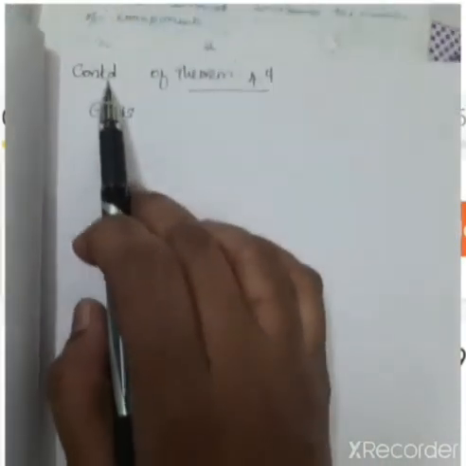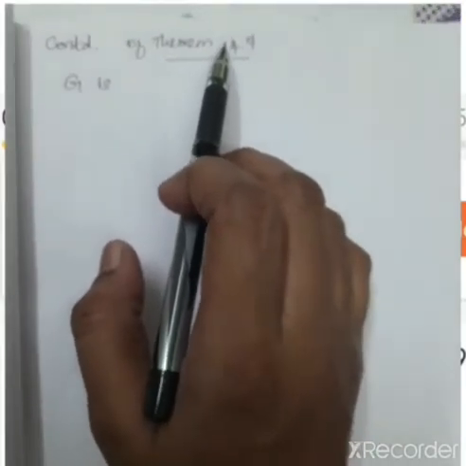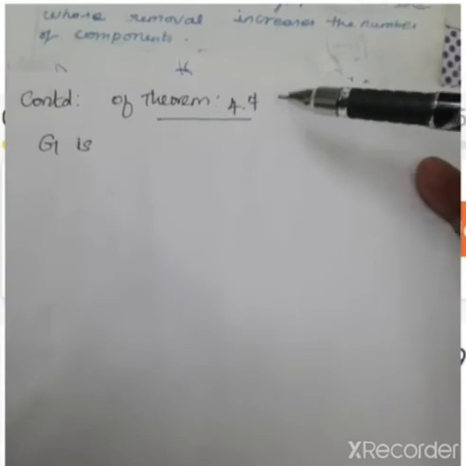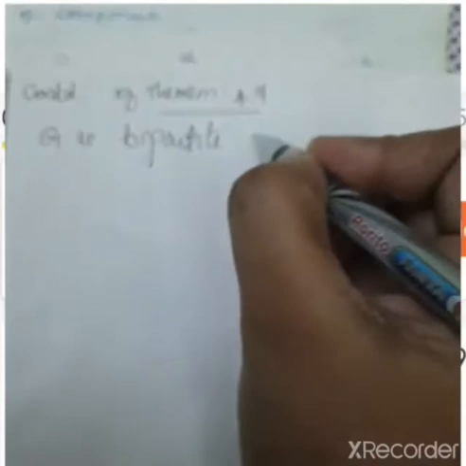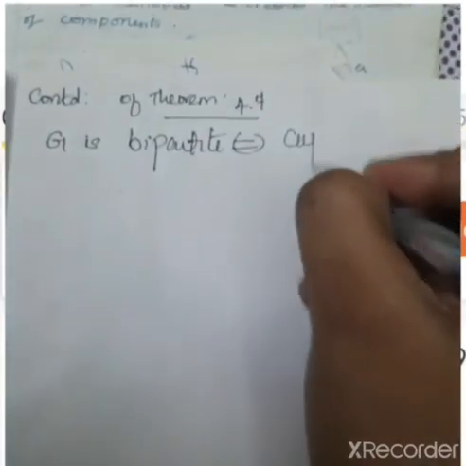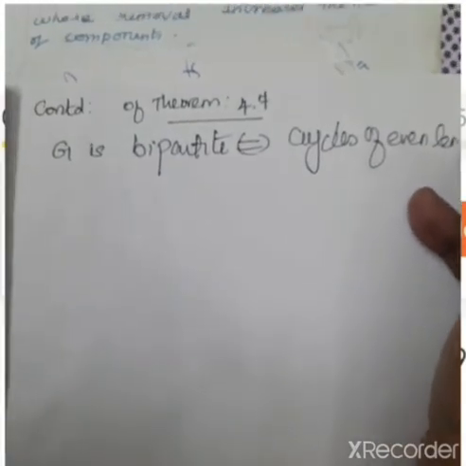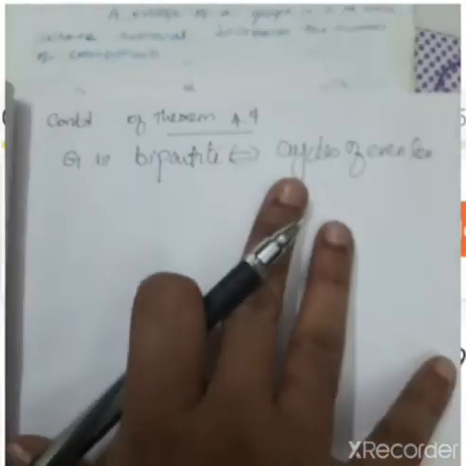So now let us see the continuation of yesterday's theorem, the important theorem whose title, Theorem 4.7, is Characterization of a Bipartite Graph. The statement is: G is said to be bipartite if and only if, whenever it contains a cycle, the cycles will be of even length. This is an important characteristic of any bipartite graph.